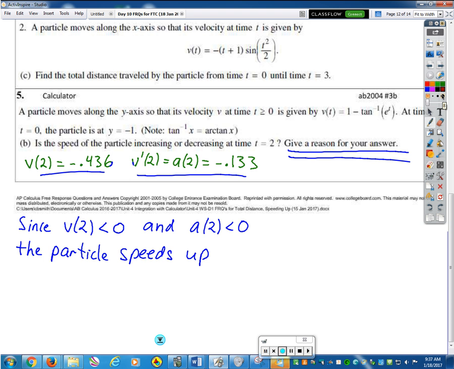So let's see. To figure out whether the particle is speeding up or slowing down, I need to figure out how the acceleration is going to affect the velocity. Well, acceleration is a negative value. That means the acceleration is going to cause the velocity to become more negative, because acceleration is the rate at which velocity changes. So if the velocity becomes more negative, the particle is still going down, but it's going down at a higher rate of speed. So the particle is speeding up.